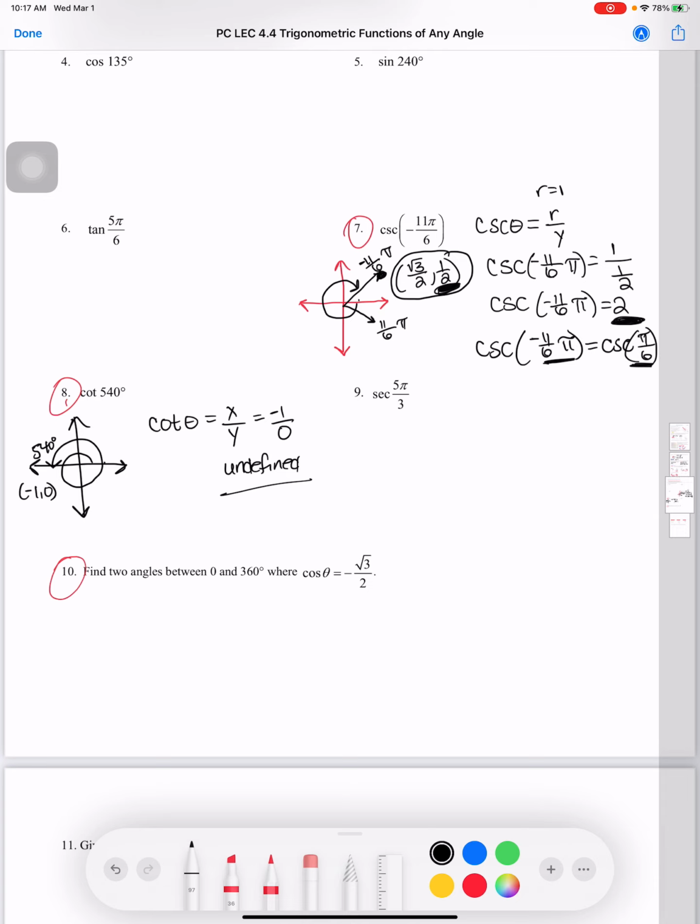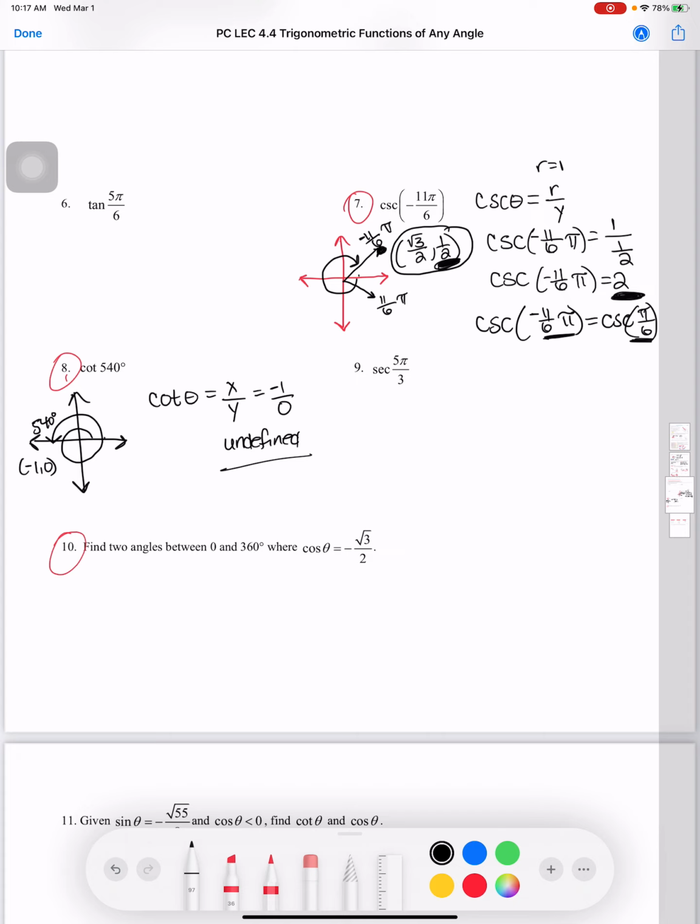And then this last one, number 10, the way it's presented to us is a little bit different. Again, have that unit circle in front of you, and it's not as difficult as it could be. It says find two angles between 0 and 360 degrees. So within that first rotation, we're not going around the unit circle again. We don't want what we would refer to as higher order rotations. I don't know if that makes sense, but we want to find where cosine is equal to negative square root of 3 over 2. And as a reminder, what is cosine?